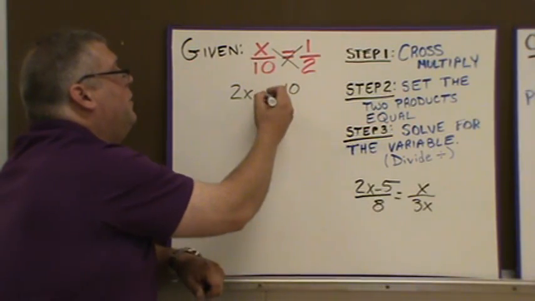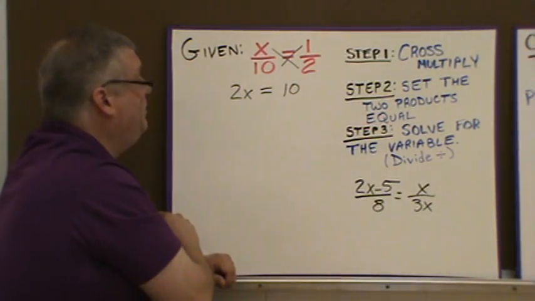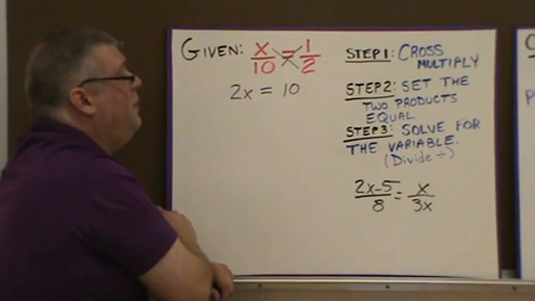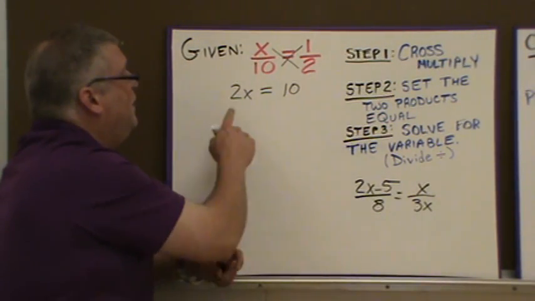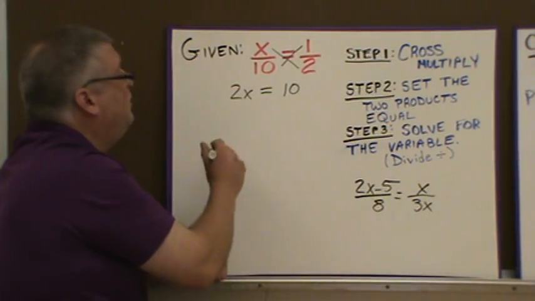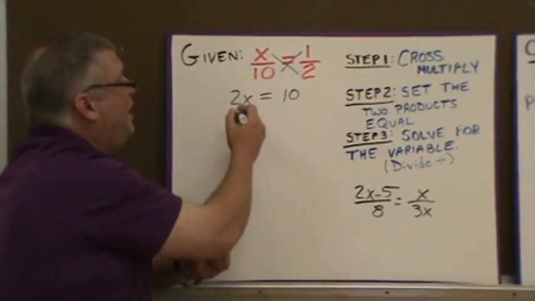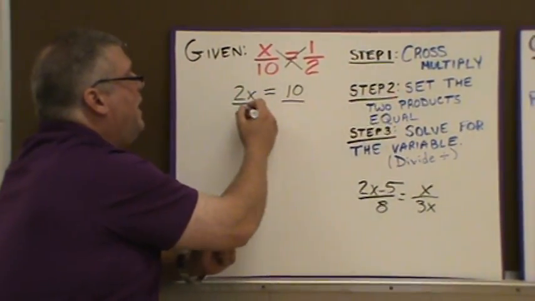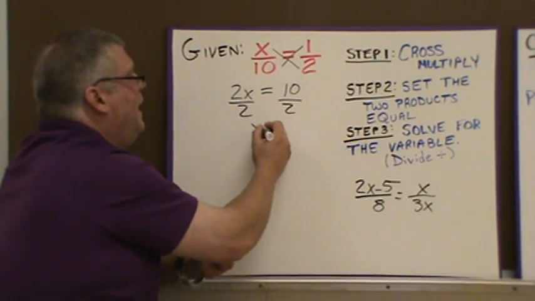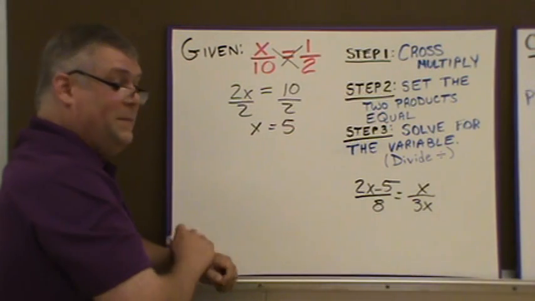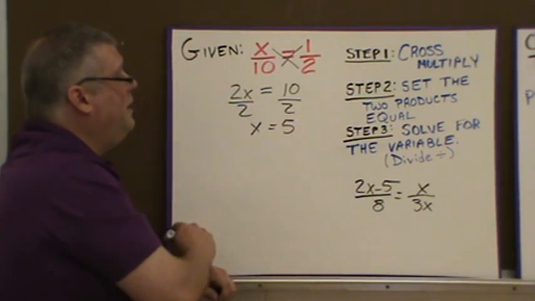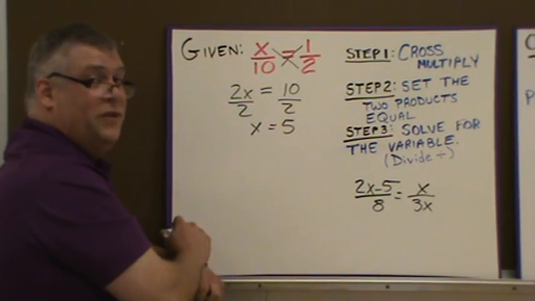Step 2 is to set those two cross products equal. Step 3 is to solve for the missing variable. I've got 2x equals 10. That's 2 times x. So instead of times, I'm going to do the opposite operation, which is divide. And I'm going to get x is equal to 5. The same answer we were expecting. And that's how we can get it if we don't know what the number is.